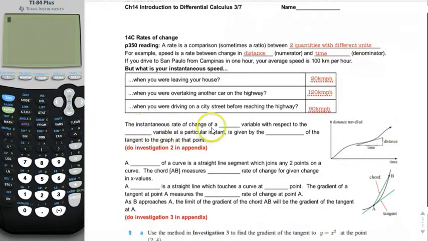The instantaneous rate of change of a dependent variable with respect to the independent variable at a particular instant is given by the gradient of the tangent to the graph at that point. So you can see, this is kind of like the distance traveled when we're going from Campinas to São Paulo, because it's not a steady rate of distance traveled. It varies, if you're in the city, or if you're on the highway, if you're pulling out of your driveway, if you're passing a car. So the distance covered is going to come in fits and spurts like this.